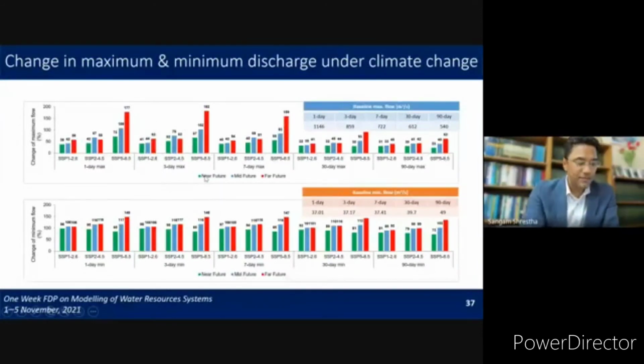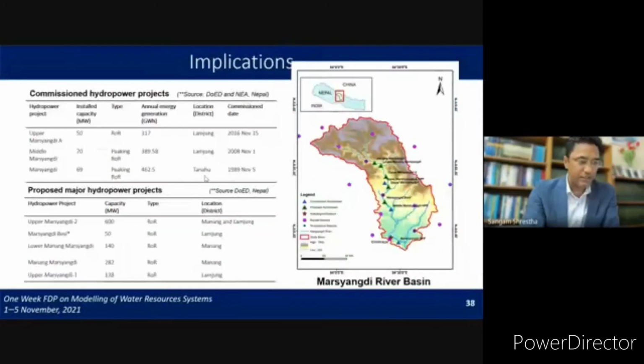This might have several consequences for the hydropower projects. As I mentioned in the beginning, this basin has 3 commissioned hydropower projects, and 5 more are under planning. Of course, the availability of water is increasing, which may be beneficial to the hydropower projects because they can produce more hydropower.